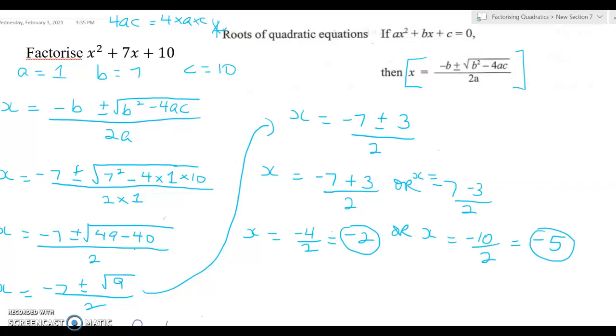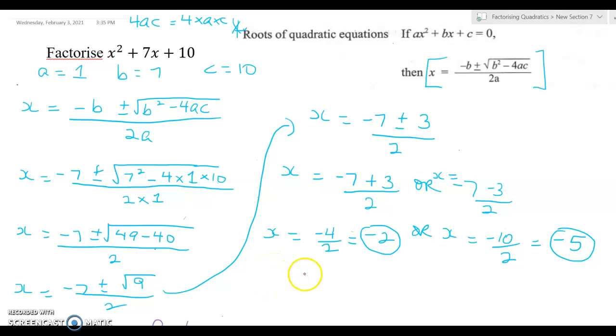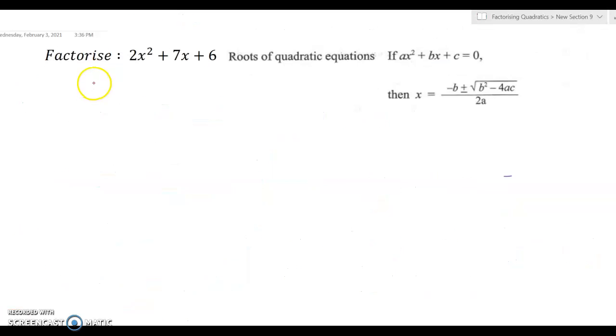So now we're going to put them together to get our factorized form. For the factorized form, you put your two brackets. In the first bracket, it'll be x, and you're using the first value, which is minus 2, but we have to change the sign. So minus 2 becomes plus 2, and in the second bracket, we use the minus 5 and change the sign to be x plus 5. So this is my final answer. When I factorize x squared plus 7x plus 10, I will get x plus 2 in brackets by x plus 5 in brackets.